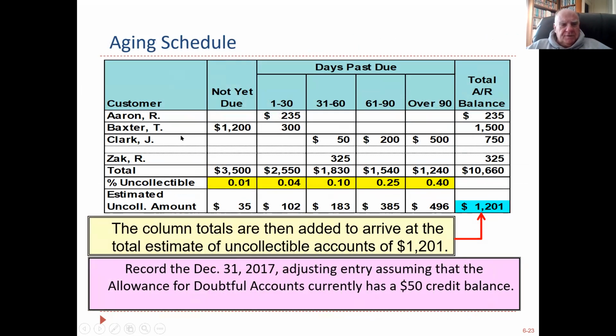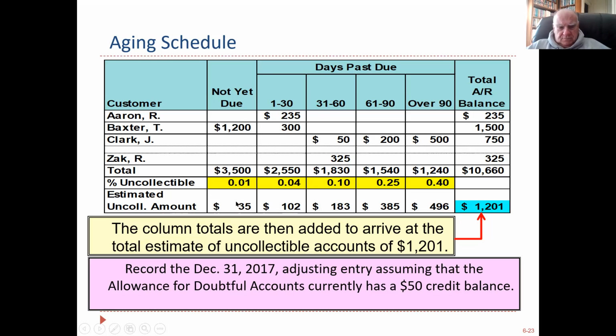Here's our aging. It goes from Aaron to Zach, and there could be 1,000 customers here, but they're just showing a couple of them. So let's take a look at this. Our total accounts receivable is $10,660, okay? Now, we look at each one individually. Let's see. Aaron owes us $235. It's not yet due. It's a little bit overdue. And we use the following thought process. If it's not yet due, we think we're still going to lose 1% of that. When it gets to 1 to 30, we're going to lose 4%, 31 to 60, 10%, etc.